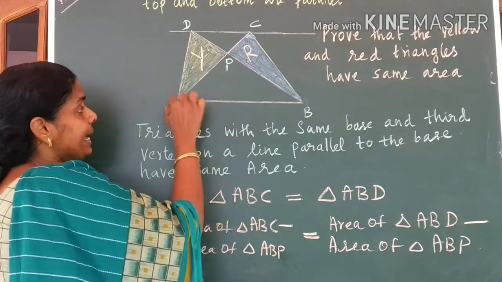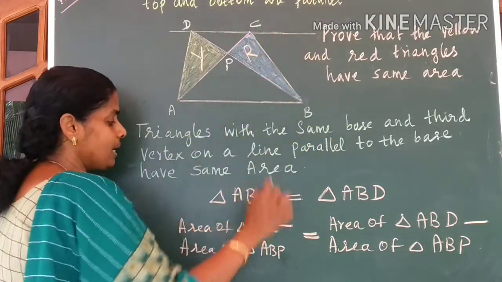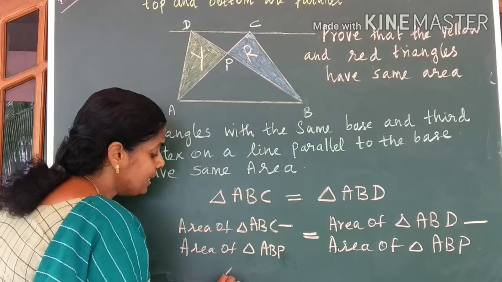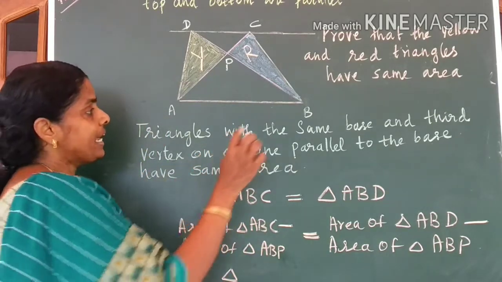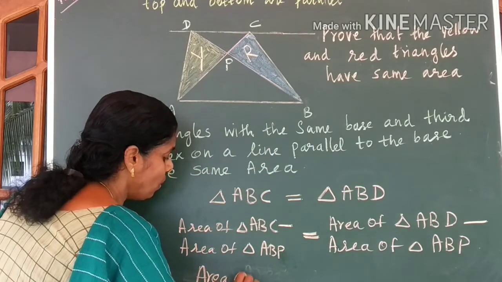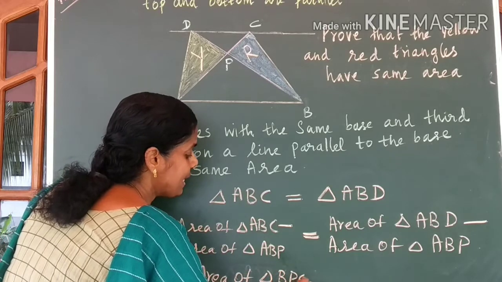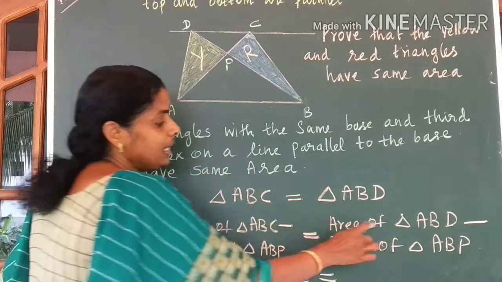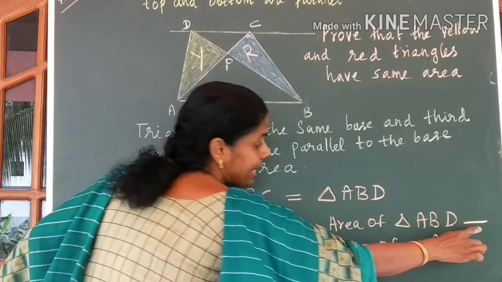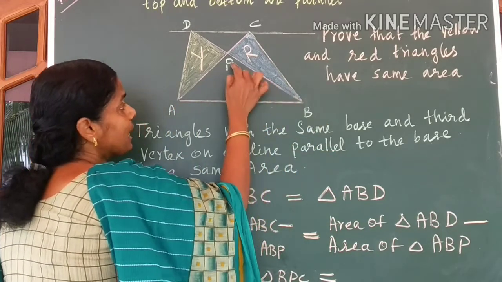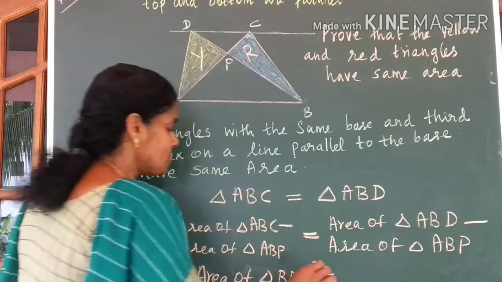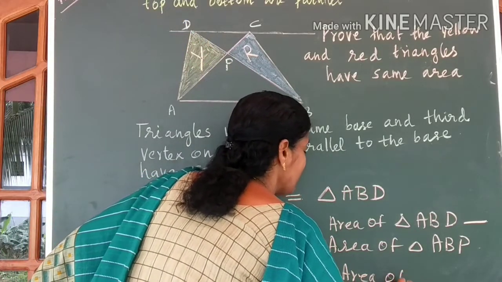We will get area of triangle ABC minus area of triangle ABP is equal to this shaded triangle, that is triangle BPC. Now we can write area of triangle BPC is equal to, look at this one, area of triangle ABD minus area of triangle ABP gives you area of triangle APD. So we can say their areas are equal.